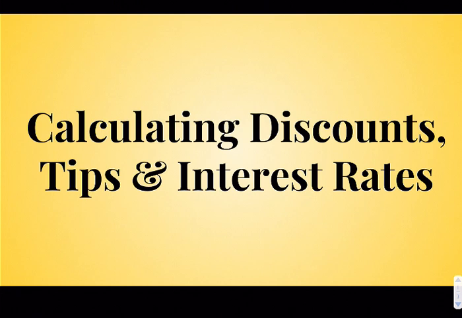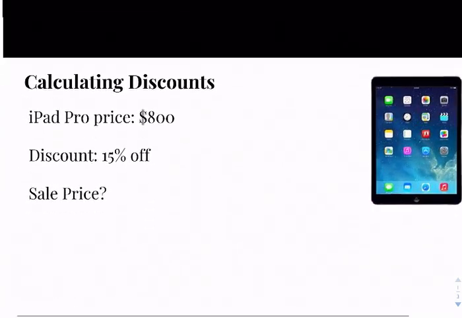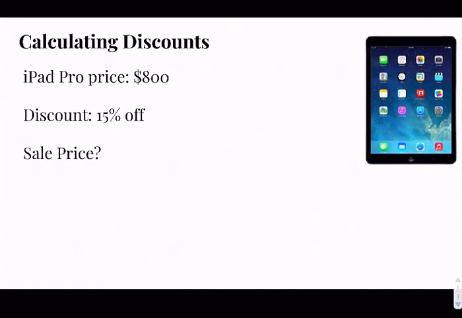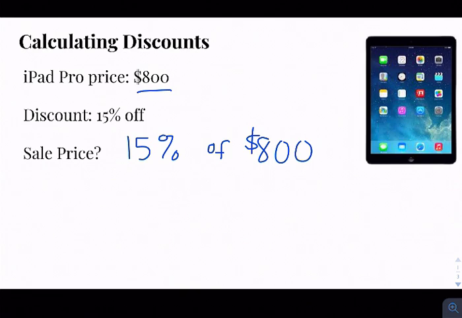All right, we're going to start by calculating some discounts, tips, and interest rates. Okay, so if we are going to calculate a discount, let's say we have an iPad Pro, and that iPad costs $800, but we have a discount that we get 15% off that price. So we're really looking to find 15% of this $800 that the iPad costs.